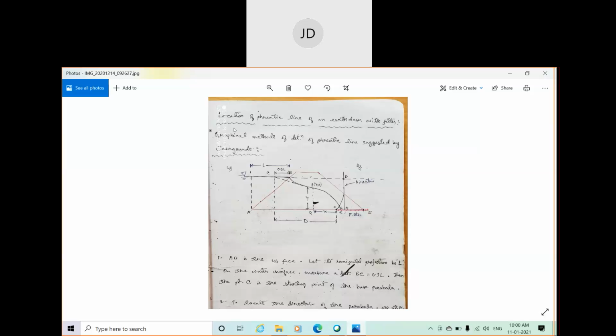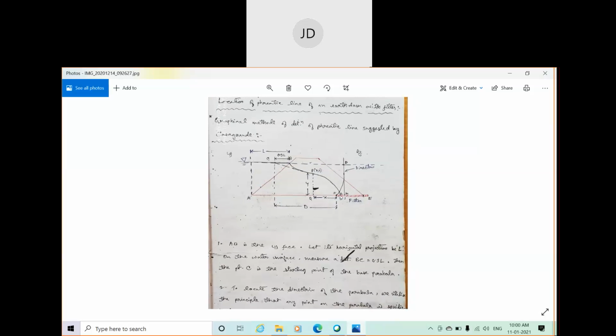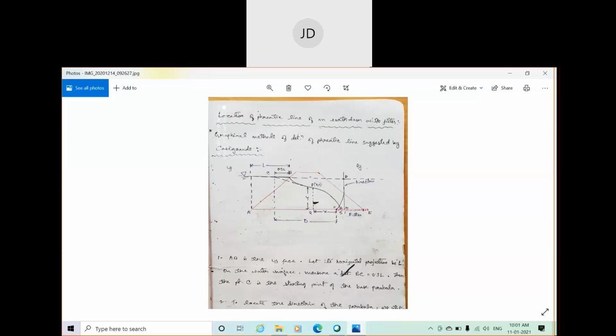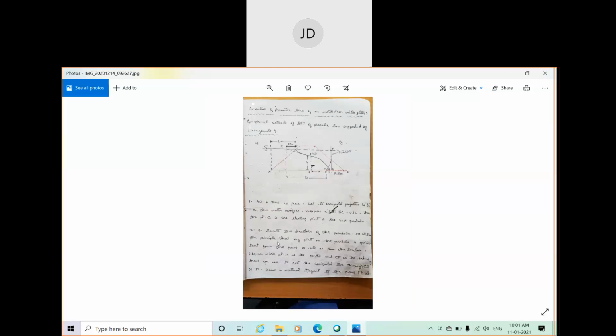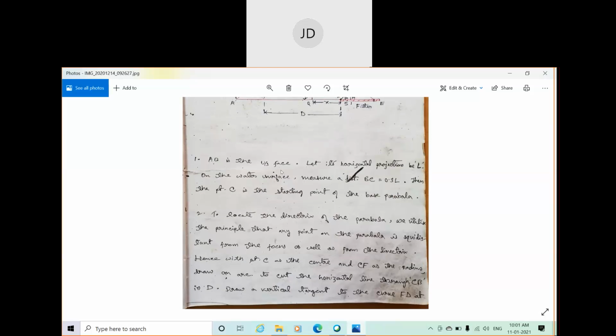The Friedrich line can be located within a dam by the graphical method suggested by Casagrande, where the Friedrich line takes the shape of a base parabola. In some MCQ, it may ask the basic shape of the Friedrich line or flow line. You can say the Friedrich line has the shape of a base parabola. You have to remember this. And this graphical method is suggested by Casagrande. It's a very simple set of mathematical steps.